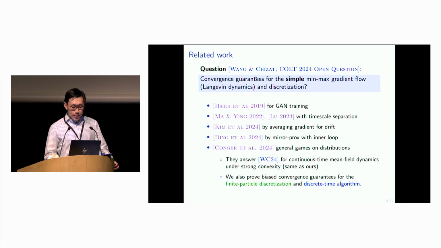And recently, there was a paper by Conger et al. that studies a more general setting of games on distributions, zero-sum and cooperative games. And one of the results is, in fact, to answer this question, under strong convexity in the continuous time mean field setting, which is the same as ours. However, what we do is we also prove convergence guarantees for the finite particle discretization and the discrete time algorithm.